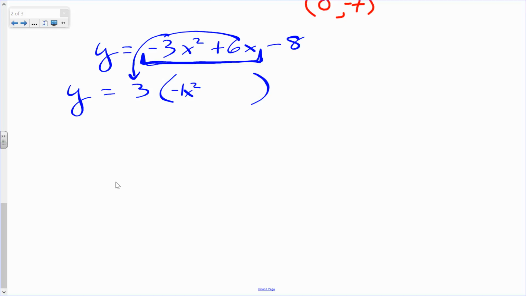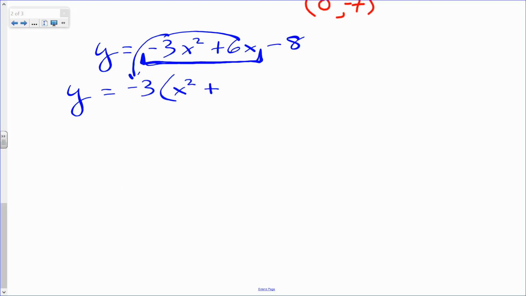Look at 3 times negative 1 makes negative 3x squared. But notice a is still not positive 1. I need to make it something else. Negative 3. Let's factor out a negative 3. So let me start again. Watch what happens if I factor out a negative 3. Negative 3. Now I can make this a positive 1x squared. Okay, now the a value is 1.